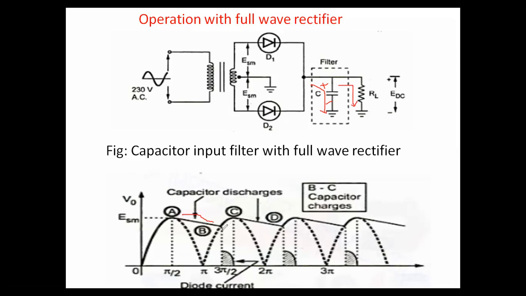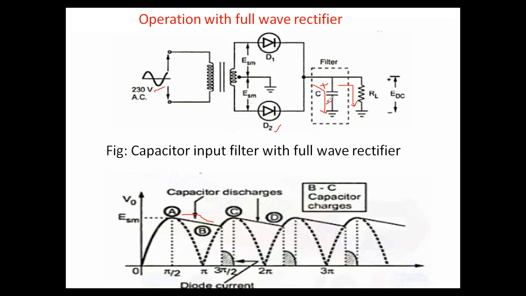When it discharges, the positive input voltage again increases. For the negative half of the input voltage, D2 conducts, and again we get the positive output from the rectifier. The input increases until its maximum value. When the input voltage of the rectifier reaches and exceeds the capacitor voltage, the capacitor is charged again.